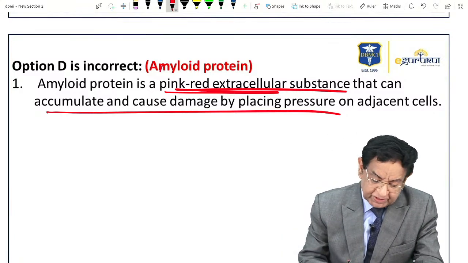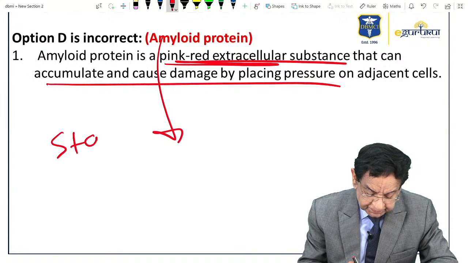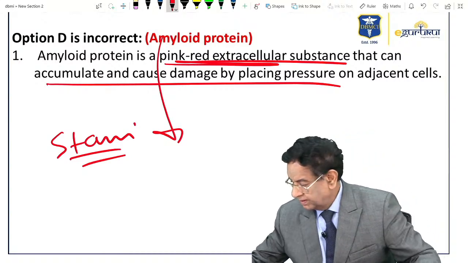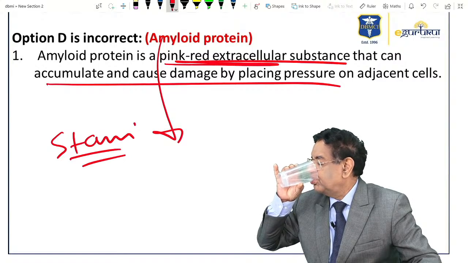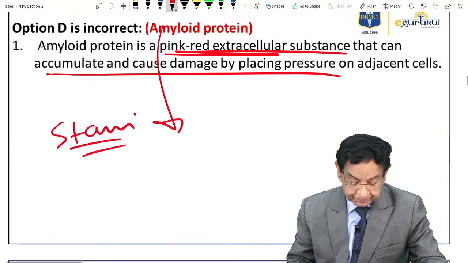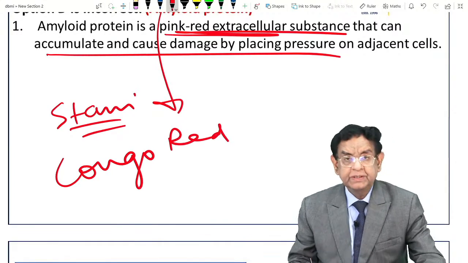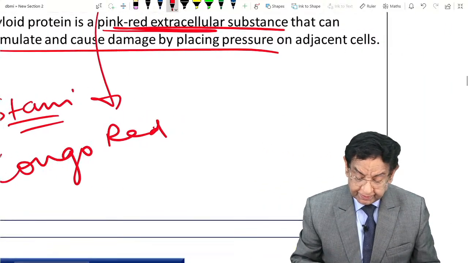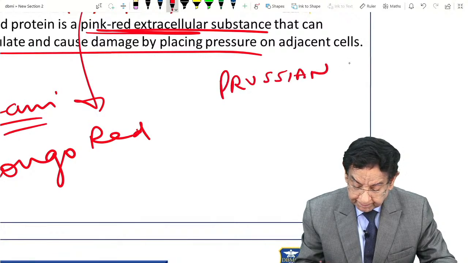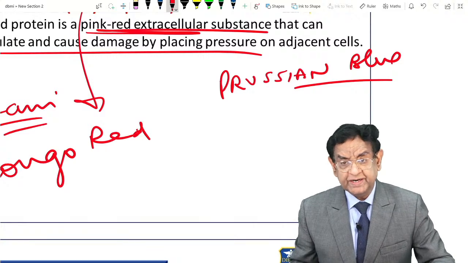Now, whenever they talk about amyloid, they always ask about the stain. Which stain will we use to look for the amyloid protein? All of you write down the answer in your copy. I'm sure you have written this. The answer is Congo red. This we use for amyloid, and for iron we use Prussian blue. These stains you should know very well, they are asked throughout the world in all the exams.